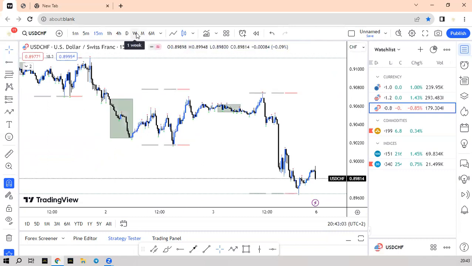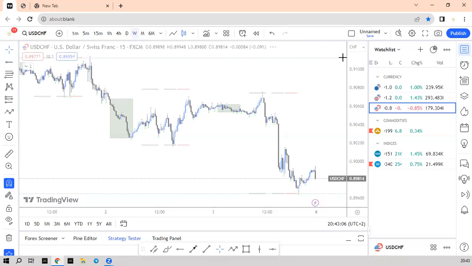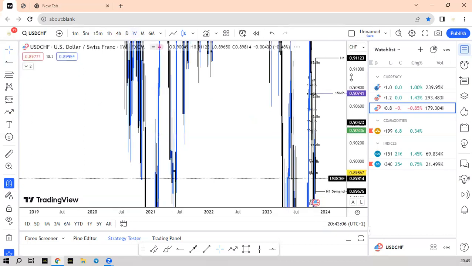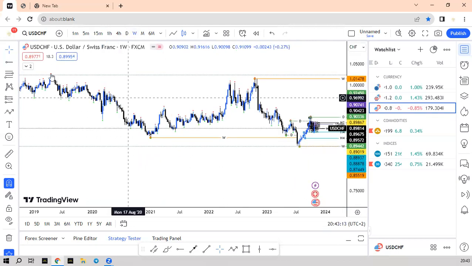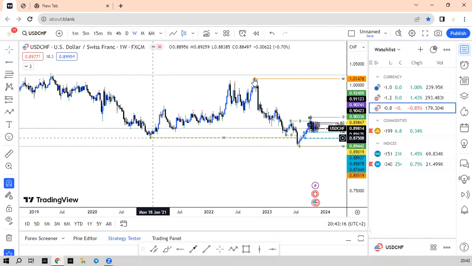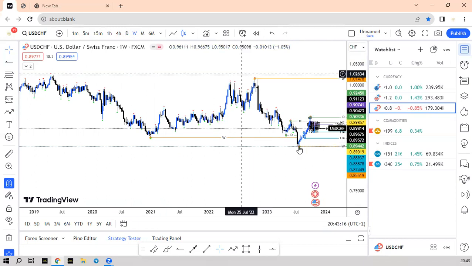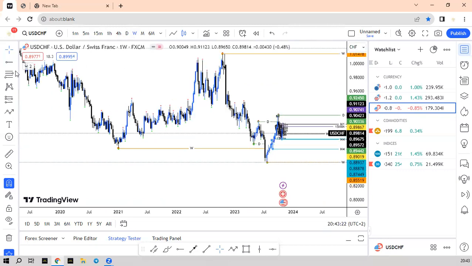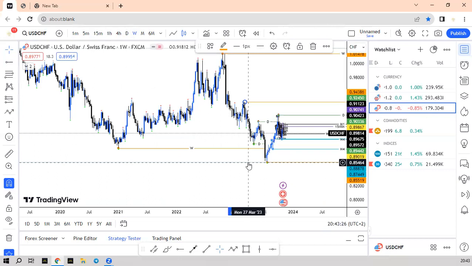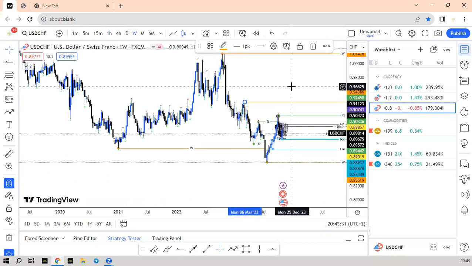USD Swiss franc. Okay, let's start on weekly. What are we waiting for on weekly? So on weekly, we have a bearish structure. We had a high, low, retracement, then a low again. Currently, we're inside a retracement. However, I'm not selling until I see this gets taken out. For sure, I'll wait for price to give me a deeper retracement. Then I'll look for a sell.